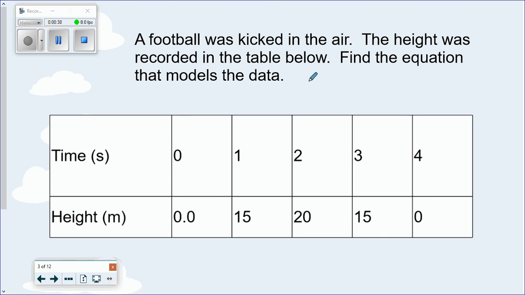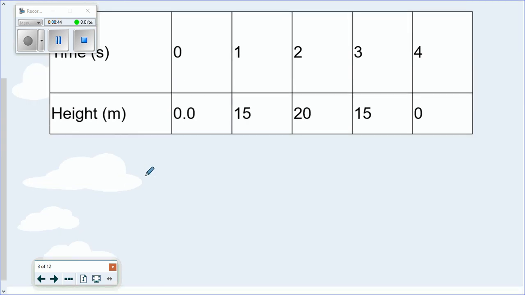Footballs kicked through the air. The height was recorded in the table below. Find the equation that models the data. We haven't been given a whole lot of tables this way, but we still have the same information. Here we have an x-intercept.